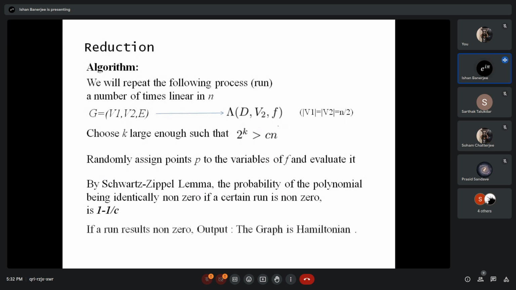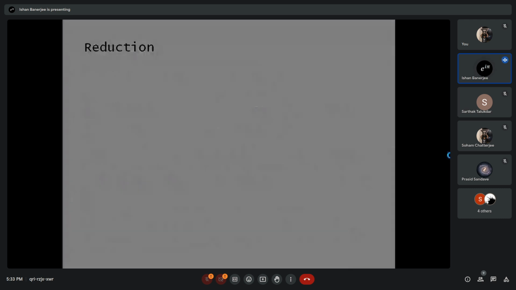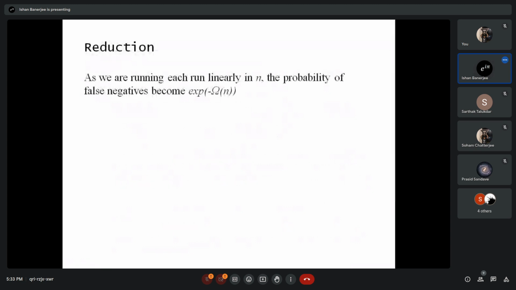And if the result is non-zero for any run, we will output that the graph is Hamiltonian. Now, of course, this has an error as we have seen. So for this reason, we will repeat the process multiple times so that we can reduce the error. And we can finally reduce this to e to the power of minus big omega of n. And the probability of the false negative will become e to the power of minus omega of n.